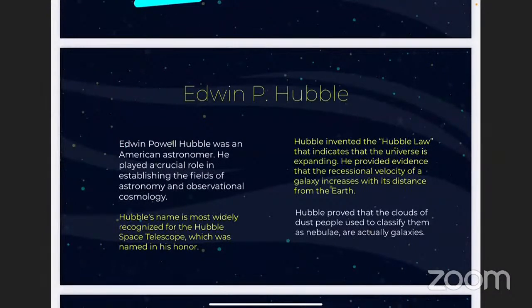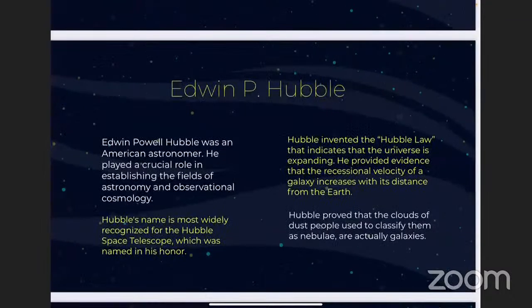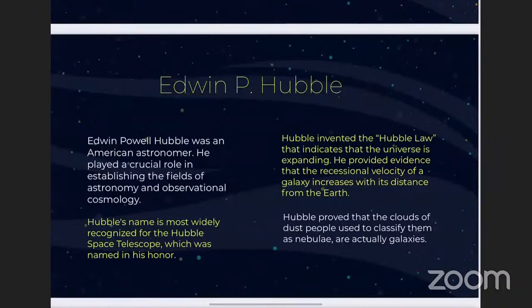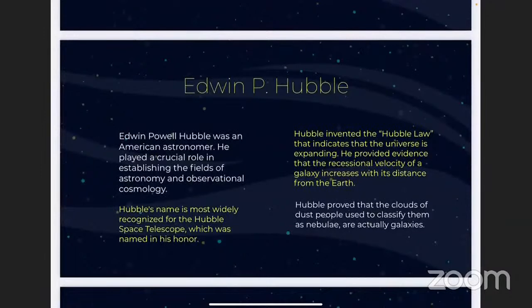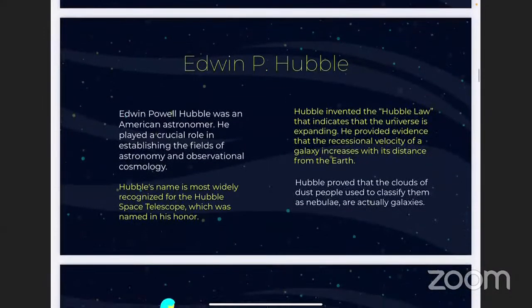He also provided evidence for that. And he provided evidence that the recessional velocity of a galaxy increases with its distance from Earth. And he proved that the clouds of dust people used to classify as nebulae are actually galaxies, which we will see later in this lesson.